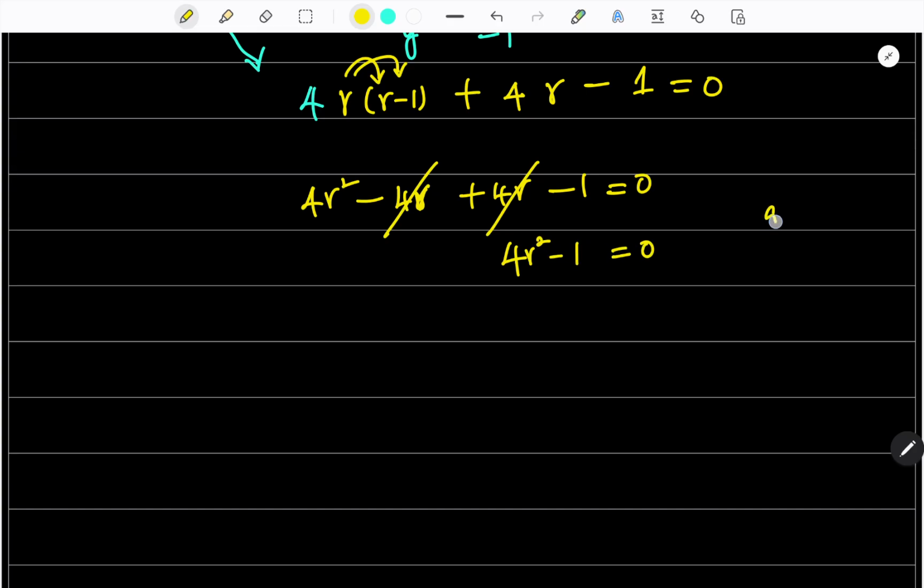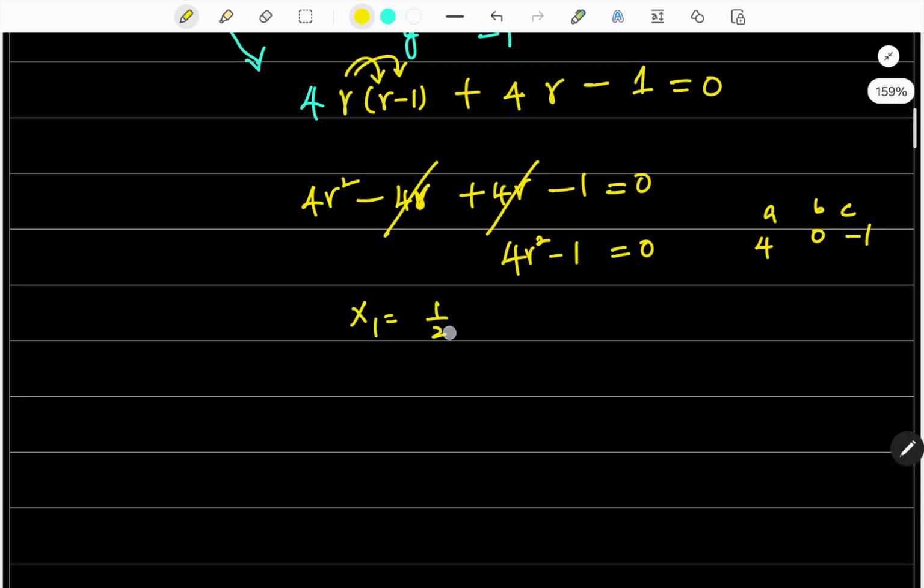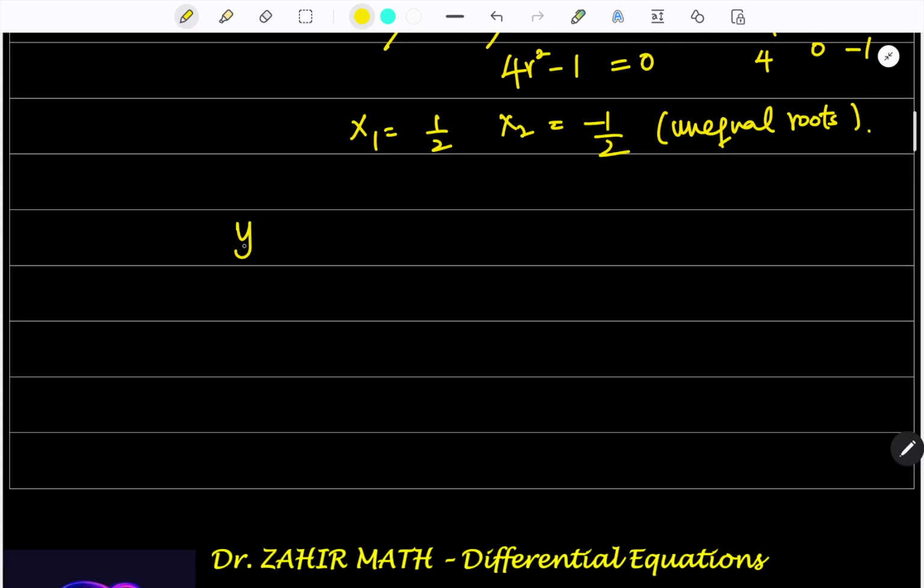Put in the calculator a, b, c: 4, 0, minus 1. So I get the answer x1 is equal to 1 by 2, x2 is equal to negative 1 by 2. Right. So what type of roots is it? Unequal roots. Right. When it is unequal roots, what is your formula?